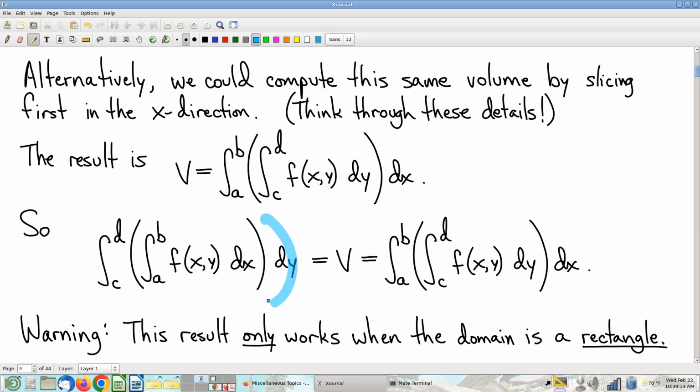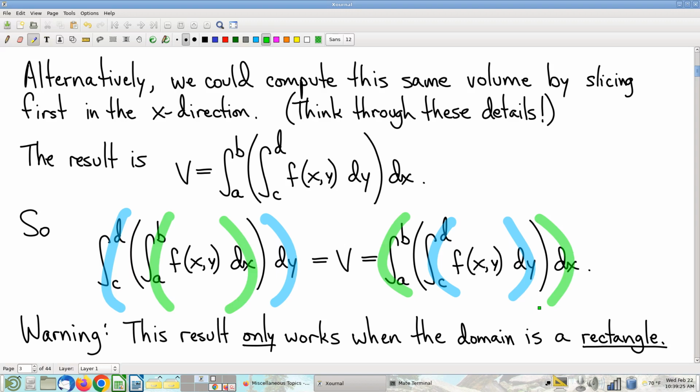Notice that here, the y integral from c to d is on the outside. Here it's on the inside. The x integral here on the inside, now on the outside. Gives you the same answer either way. Both compute the volume. Is everybody okay with this?